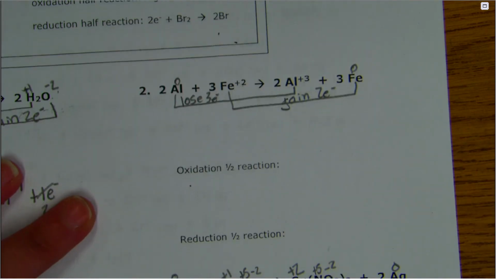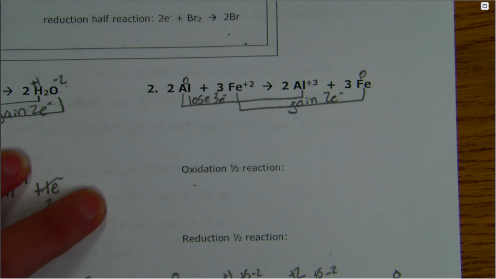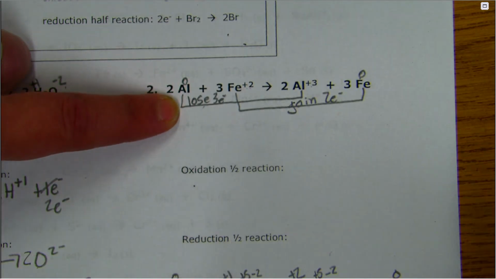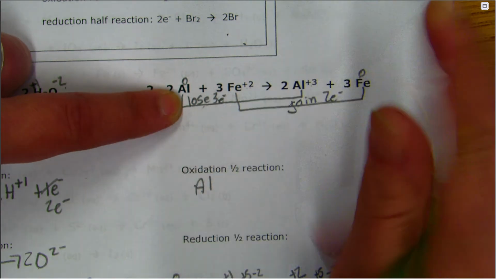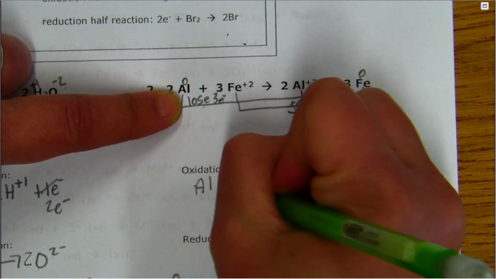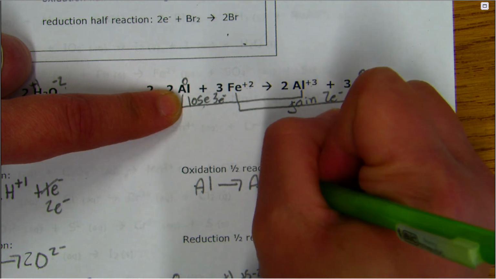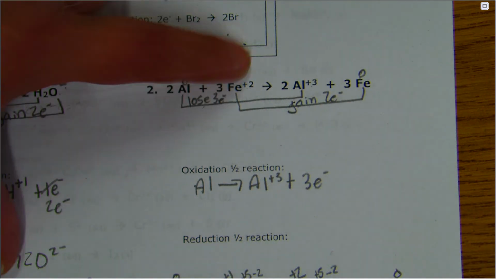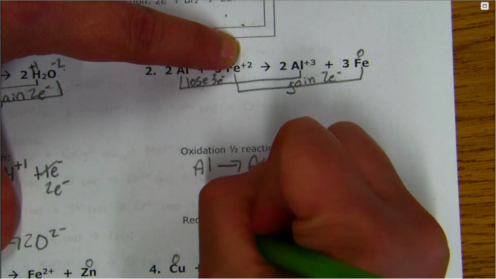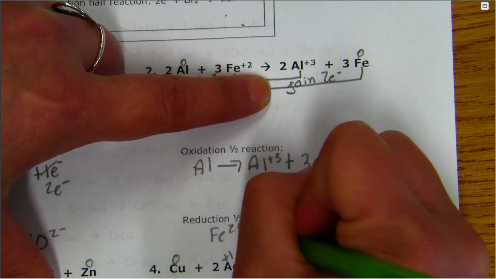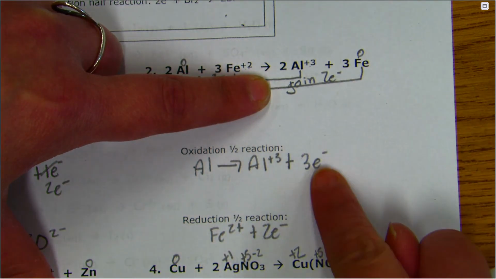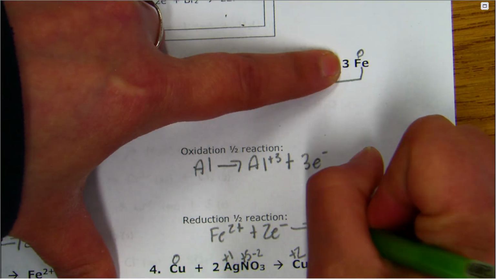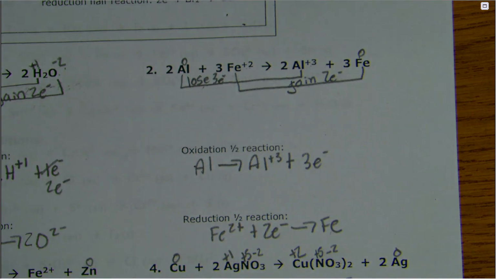So what is my half reaction here? All right, my half reaction, if I lose oil, that's oxidation. So I have my aluminum, and it is forming an aluminum ion, and it is losing 3 electrons. My iron 2 plus gains 2 electrons. So gaining electrons is a reactant, losing is a product, and that is going to form Fe, that solid iron.